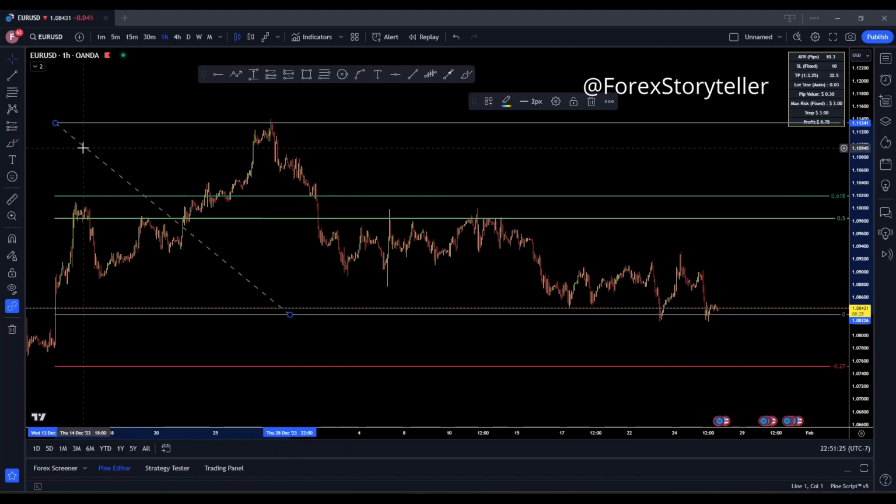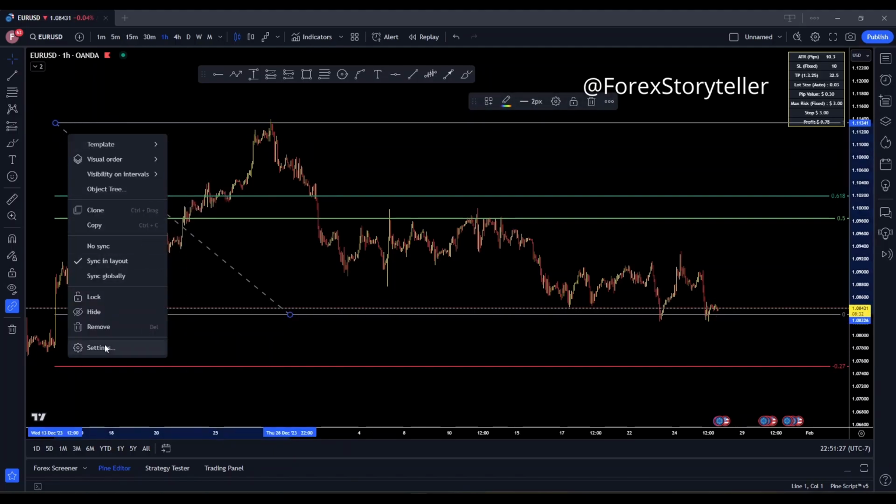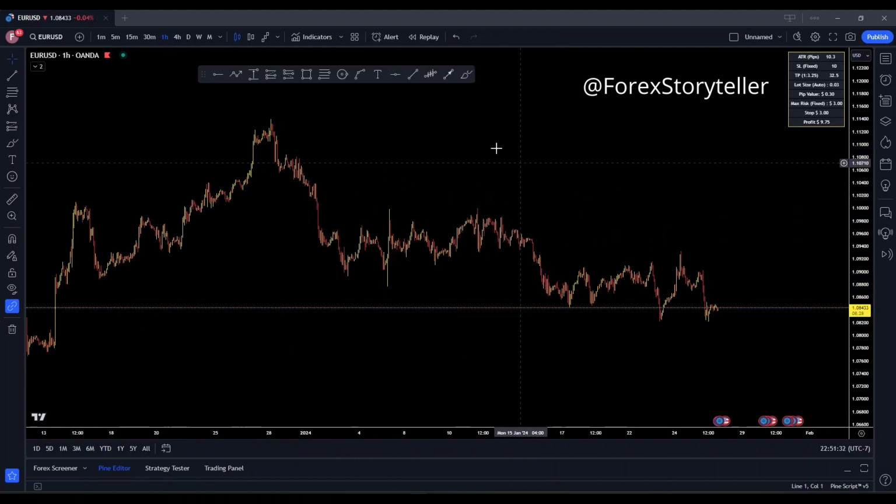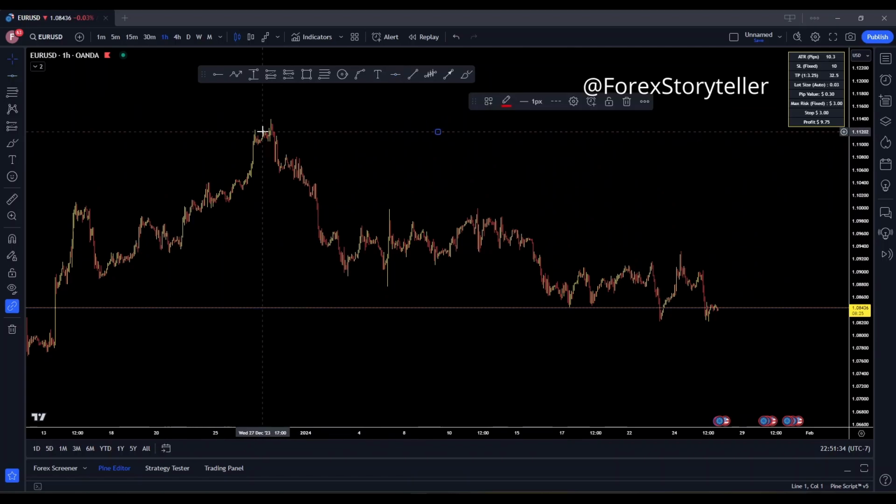So if I'm going back to look at one of the most basic ways that I'm trading, I'm not really using a Fibonacci. I'm more or less just using my horizontal lines.